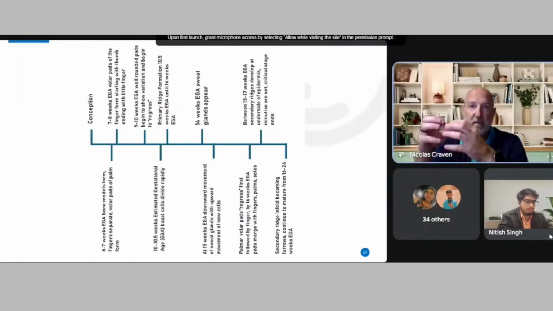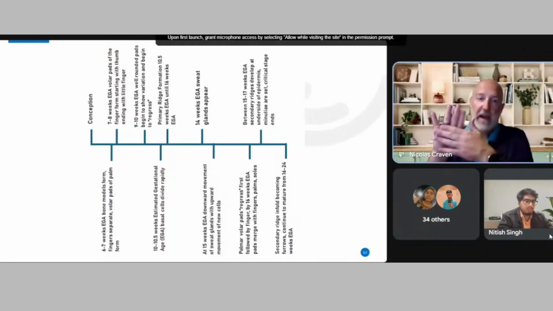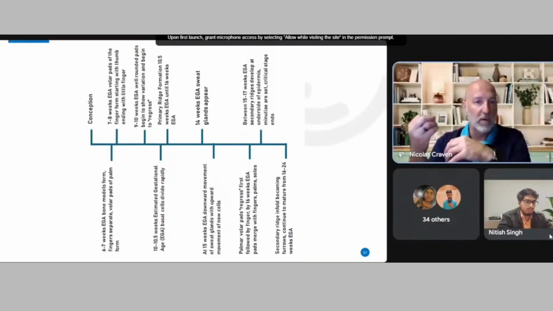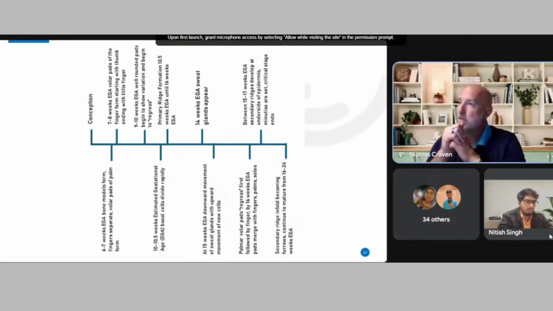Volar pads are the fatty parts of the palms and fingers that develop first, that then lay the groundwork for ridges to develop later on. And ridges start to form as early as, I believe, 10.5 weeks, if my memory serves me. And they can go all the way up. So primary ridges start forming all the way up until 16 weeks of EGA, or estimated gestational age.